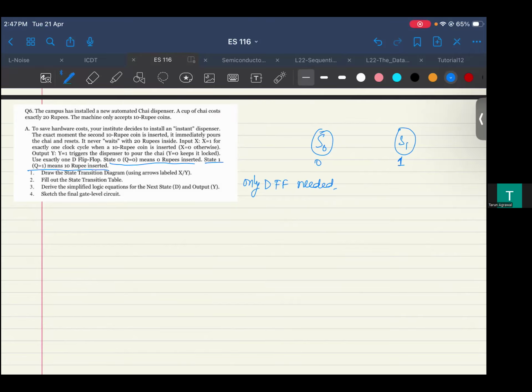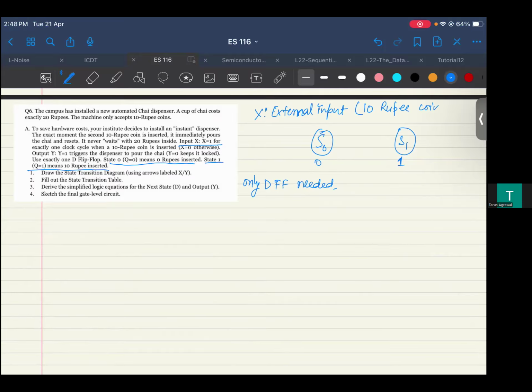Now let's write the other parts of the problem. Besides Q naught, there is another input, X, and X defines whether a 10 rupee coin is inserted or not. X is the external input, the 10 rupee coin.